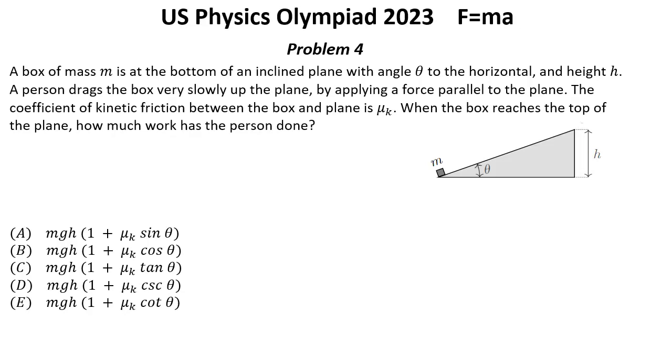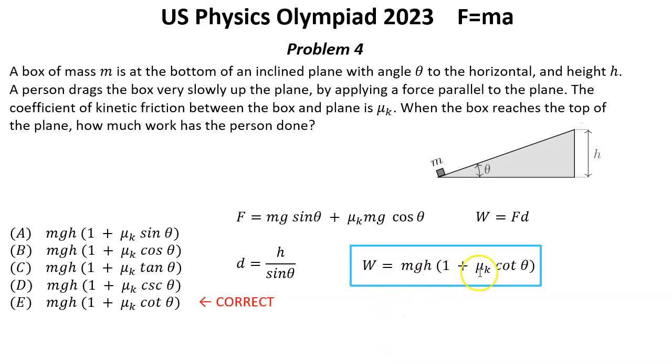When a person drags the box up the hill parallel to the plane, they must work against the force of gravity and the force of friction, which is mg sine theta plus mu k mg cosine theta. So total work done by the person is force multiplied by distance. Distance equals height h over sine theta. So total work equals this expression, and the correct answer is E. That was the solution for problem number 4.